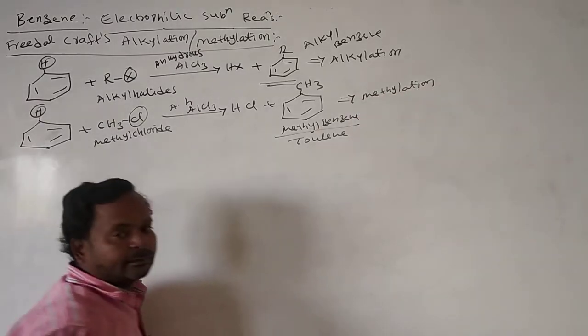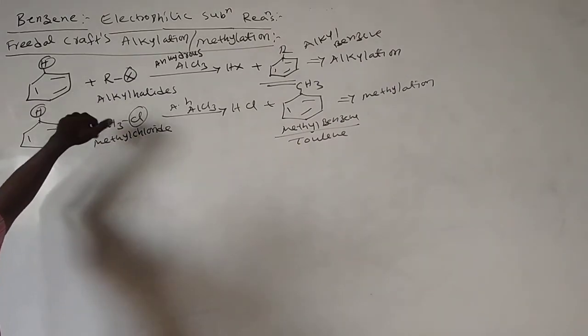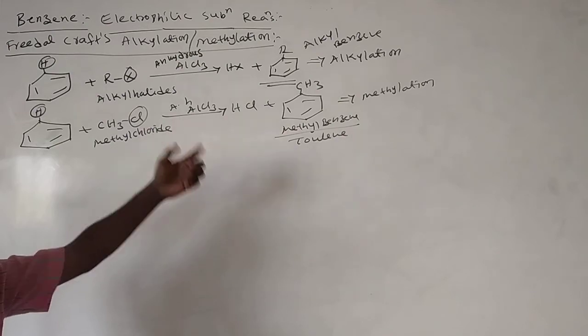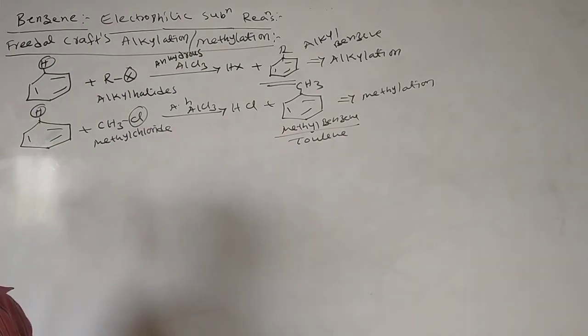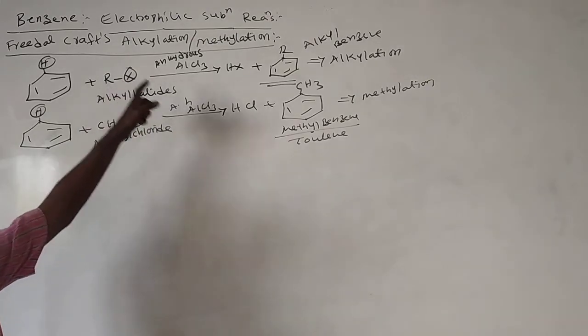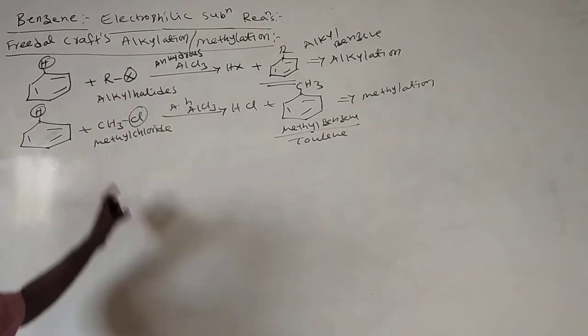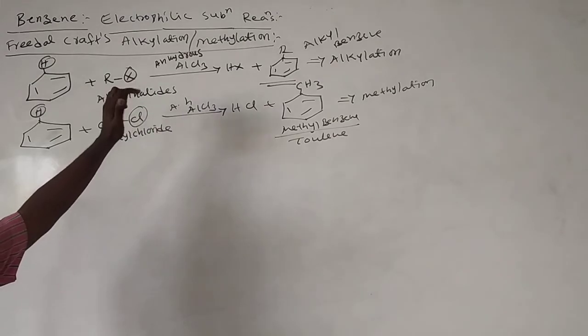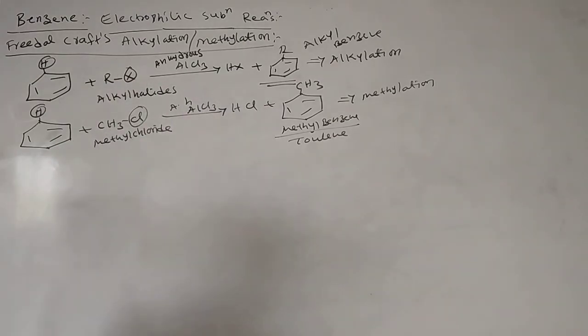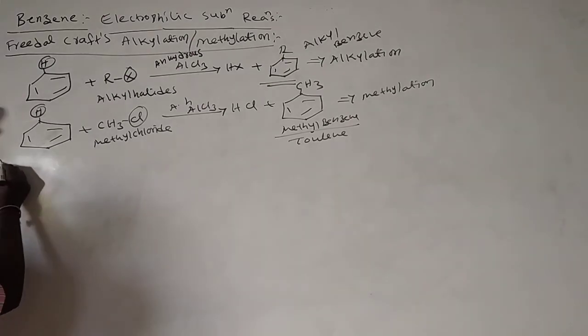Friedel-Crafts methylation. The difference is only this: alkyl group means alkylation. From the examination point of view, they may ask for alkylation or methylation. If they ask for alkylation, write that reaction. Here the alkyl group is the electrophile, and there the methyl group is the electrophile. That is the difference. The remainder is as usual. See the mechanism for this reaction.